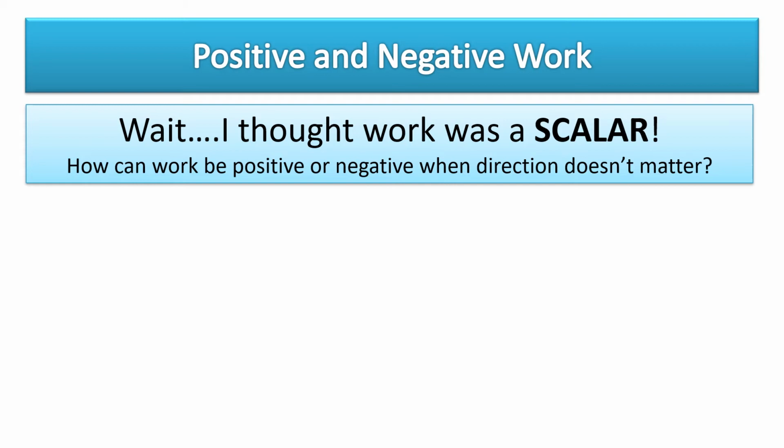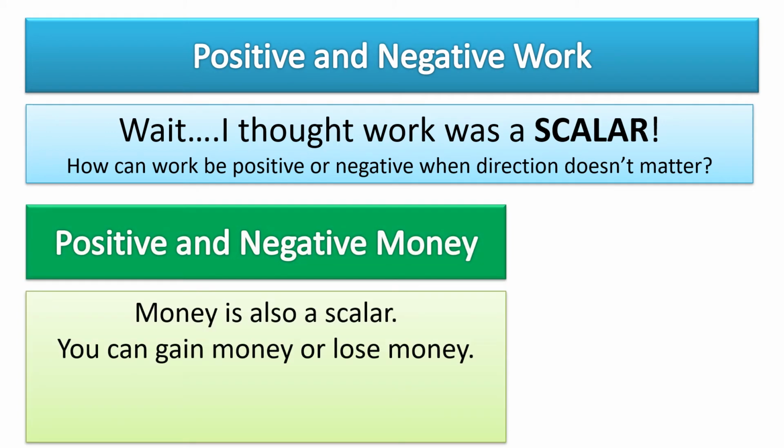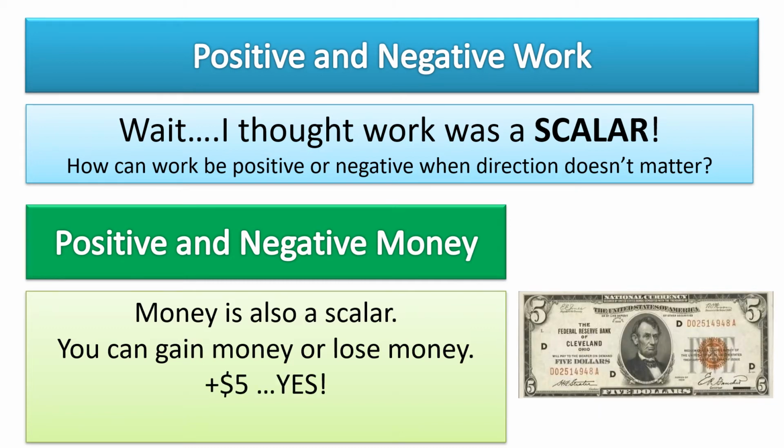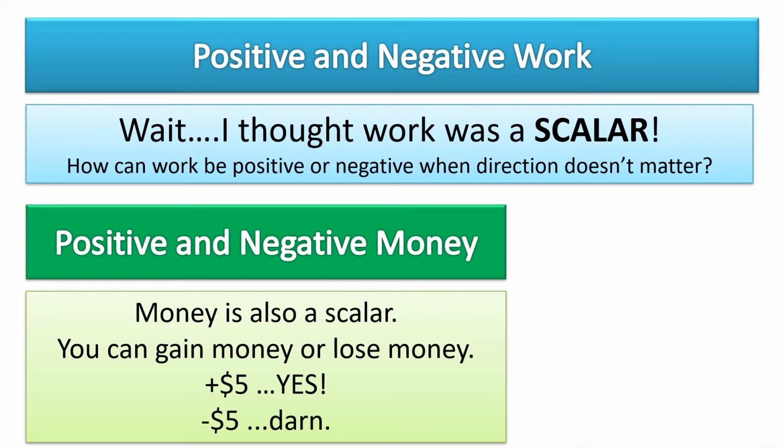Work is kind of an abstract scalar quantity. Let's use a different scalar quantity that you're more familiar with. You could have positive and negative money. Money is also a scalar. You can gain money or lose money. You could get positive $5 into your bank account. Yes, that's great. I gained money. Just like you could gain work or gain energy. But you could also lose $5. You could have negative $5.